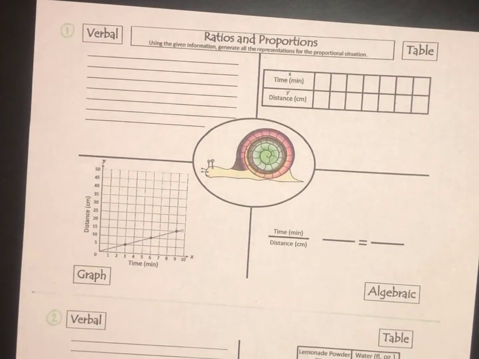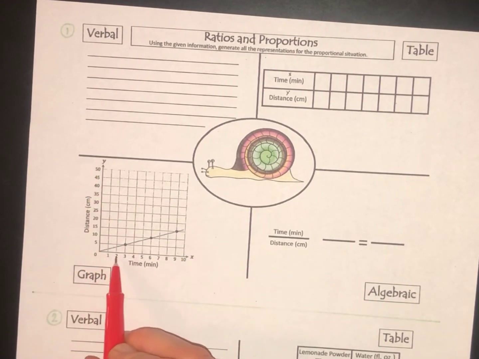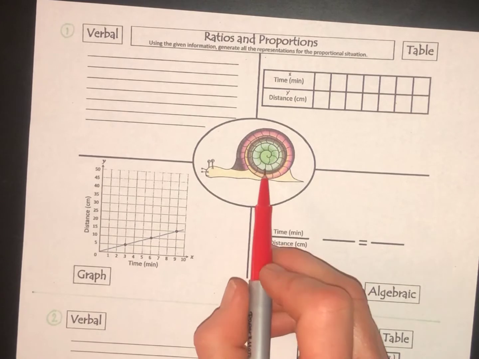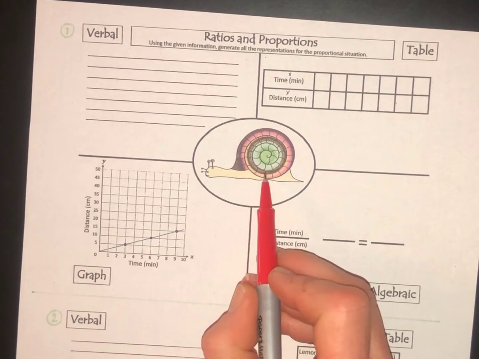We'll look at the data on the graph. It shows us time in minutes going down and distance in centimeters going up. So in 3 minutes, we go 5 centimeters. And we're talking about snails. So this is the speed of a snail.